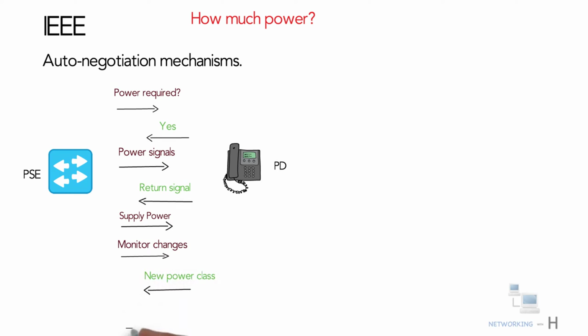The negotiation process results in the PD signaling how many watts of power it would like to receive from the PSE.